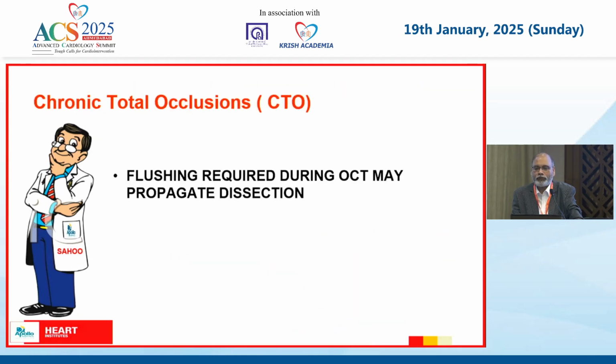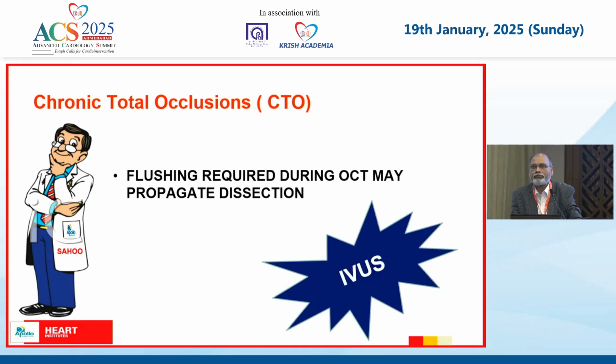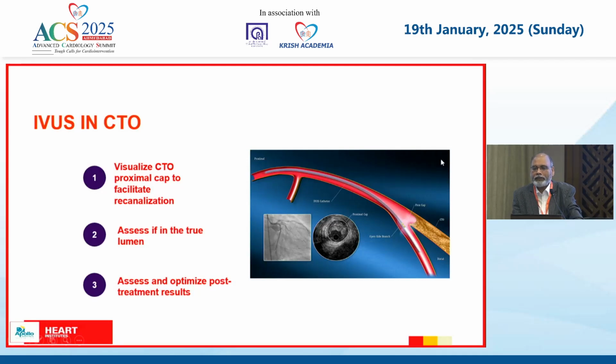Let's come to CTO. CTO requires a lot of flushing during OCT and may propagate dissection. So IVUS is the point of interest. Here you take the IVUS catheter to the side branch, and from there you can know where the proximal cap is and assess whether you are in the true lumen, and then optimize your post-treatment results. But here you might have to take an 8-French guiding if you want to do the procedure along with the imaging catheter and all your devices.